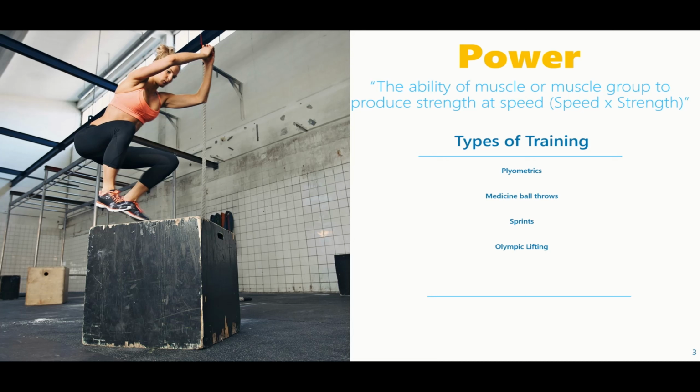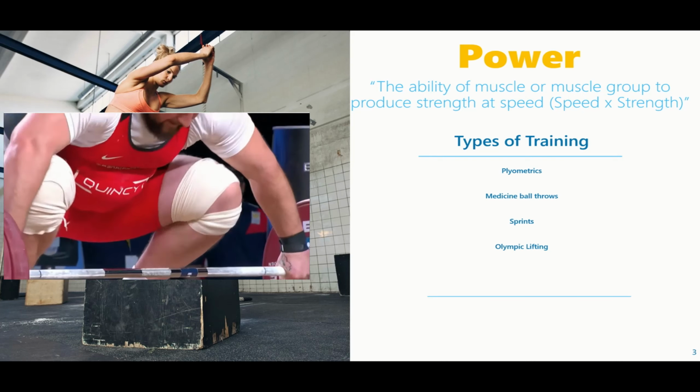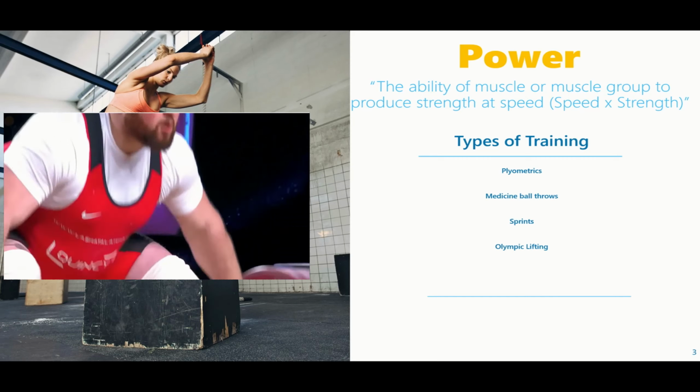Olympic lifting is a fantastic combination of both strength and speed. We can move the bar quickly from the floor to overhead in either a snatch or clean and jerk movement.